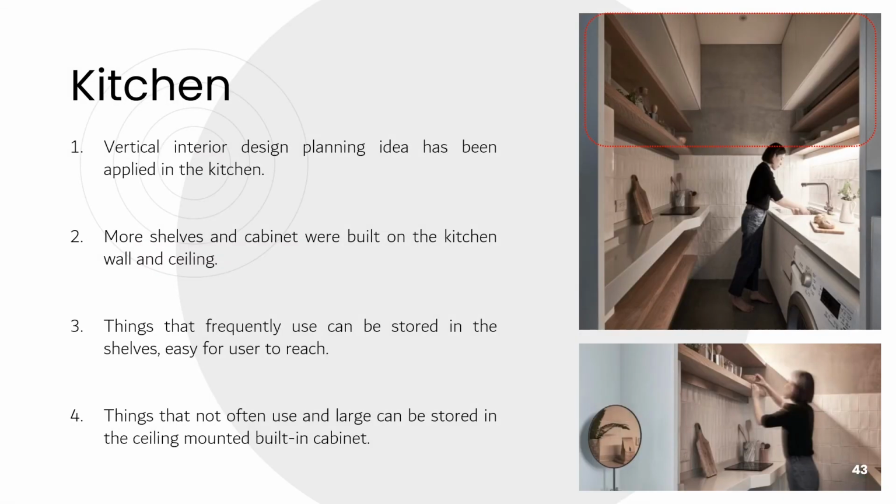Moving on to the kitchen. Most shelves and cabinets were added into it. Small items can be stored on the shelves and big items can be stored in the cabinet mounted on the ceiling. In conclusion, in case study 2, A Little Design studio explored a lot of vertical design ideas and implemented a lot of innovative storage solutions. Not only that, the whole sequence in the tiny apartment is smooth and comfortable for the user.